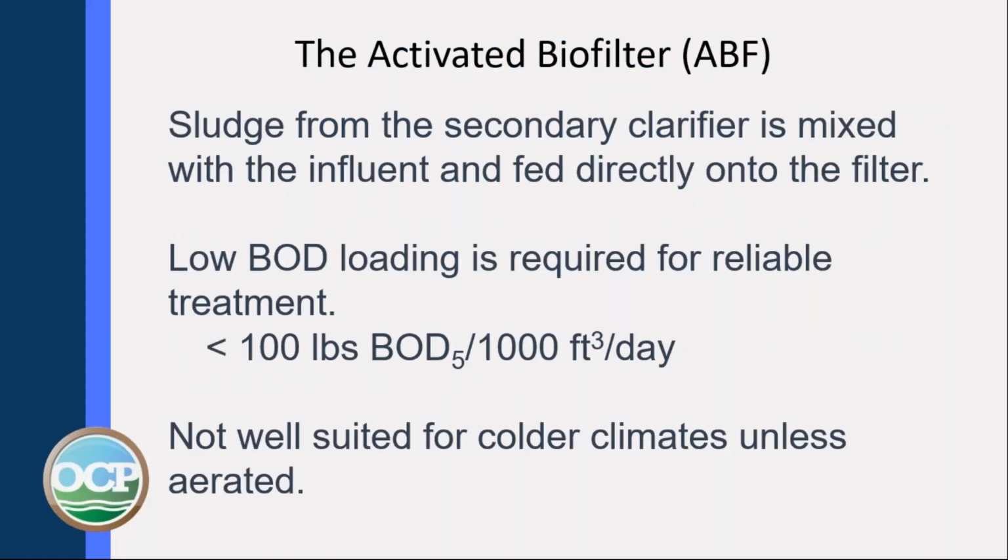So you can have the activated biofilter. Sludge from the secondary clarifier is mixed with the influent and fed directly on the filter. The low BOD loading is required for reliable treatment, typically less than 100 pounds of BOD per 1,000 cubic feet per day. So remember, you're only taking the sludge from the secondary clarifier and mixing it with some of your influent to feed onto the filter. And this is not well suited for colder climates unless it's aerated.